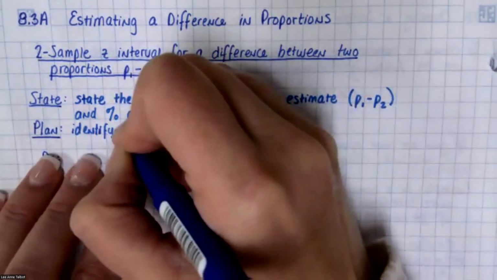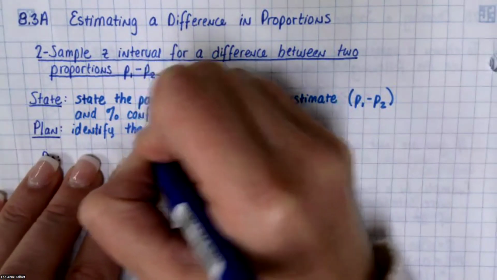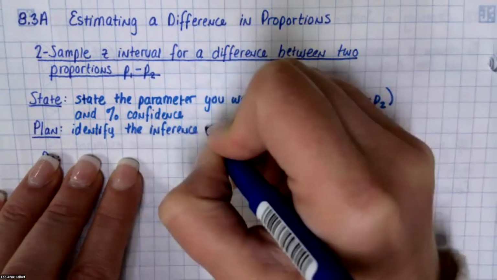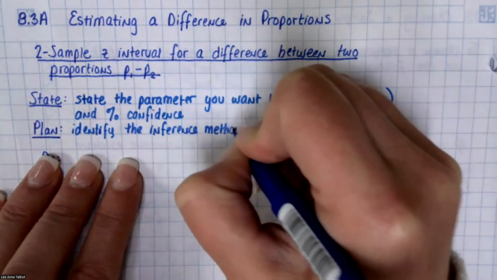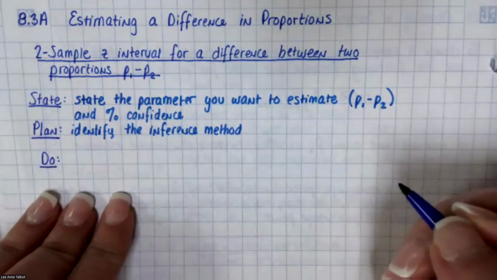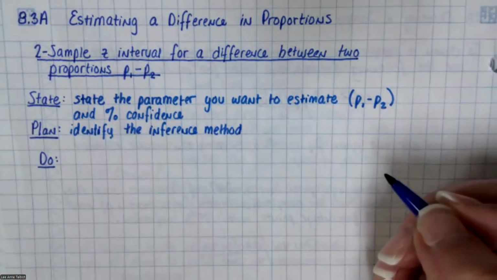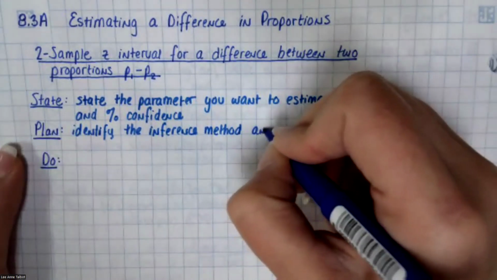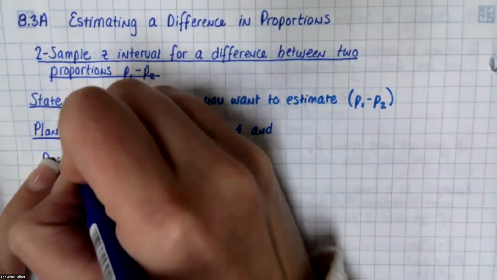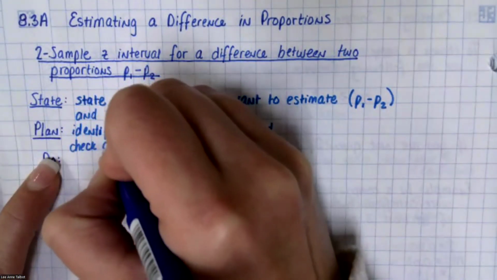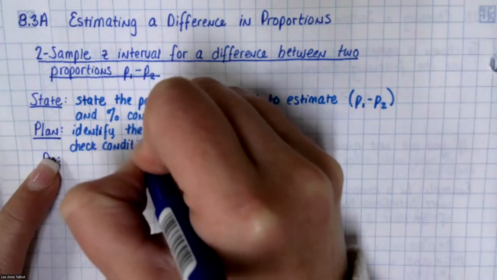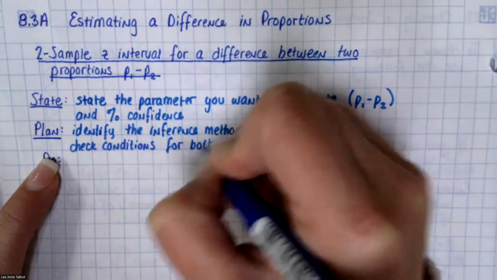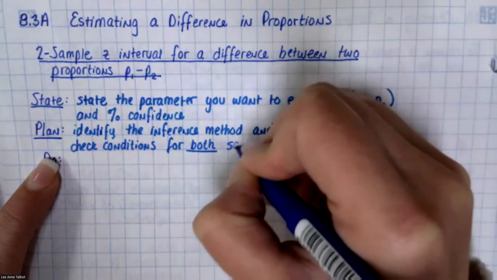In the plan, you identify the inference method. In this problem, it would be a two sample Z interval for P1 minus P2. And this is the annoying part. Check conditions for both samples.